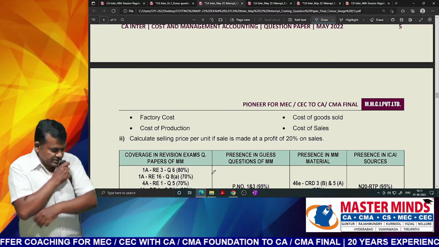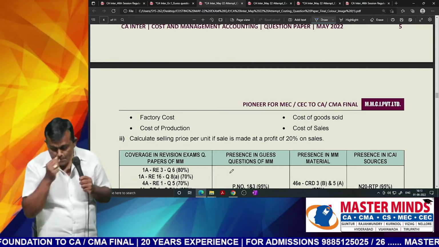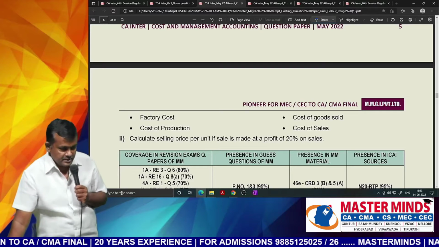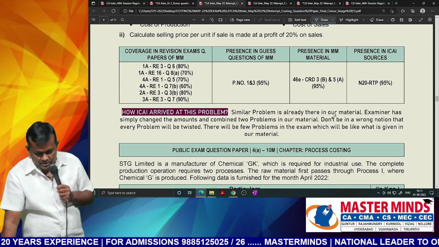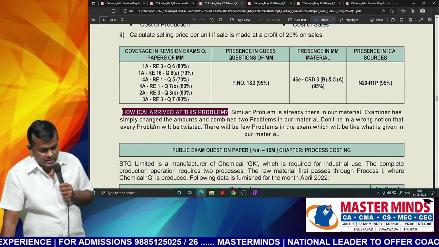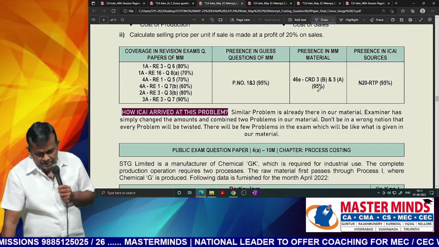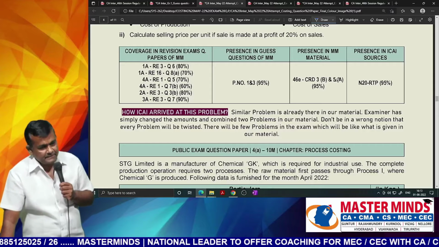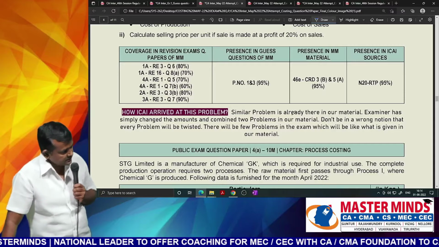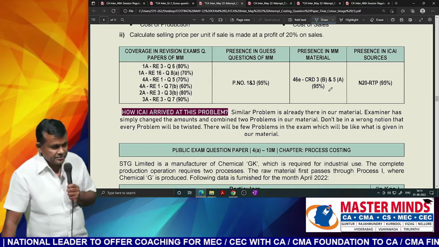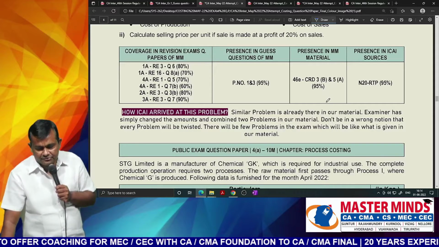So here rate of profit is given in the problem. Rate of profit equal to 20% on sales. So similar problem is already there in our material. Examiner has simply changed the amounts and combined two problems in our material. So that is CRD 3 and CRD 5. Some cost elements are in CRD 3, some cost elements are in CRD 5. So that is the merging of CRD 3 and CRD 5.